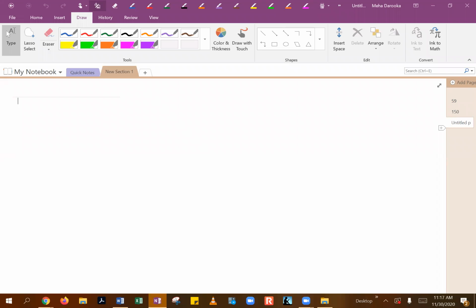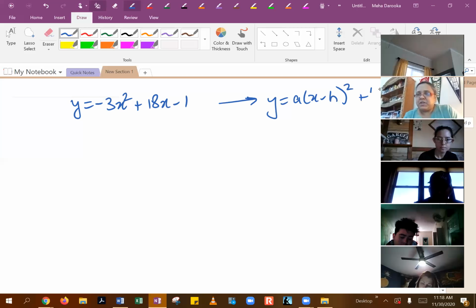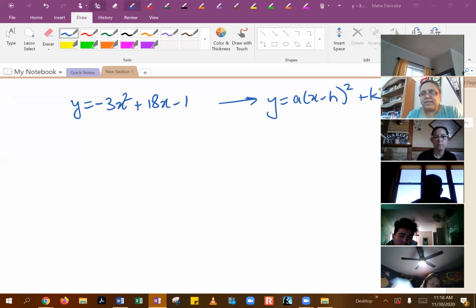There we go. Alrighty, so you have negative 3x squared plus 18x minus 1. And they're asking us to put this in the transformation form. So that's what you're asking me, Maya, right? How we would rewrite this?